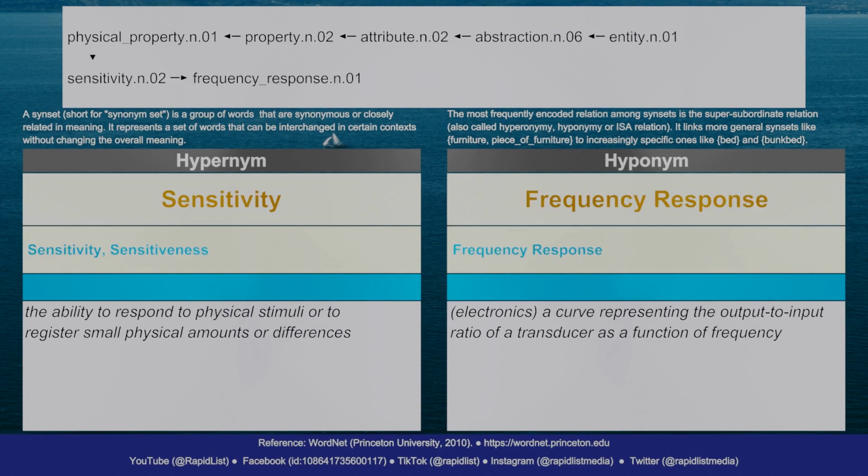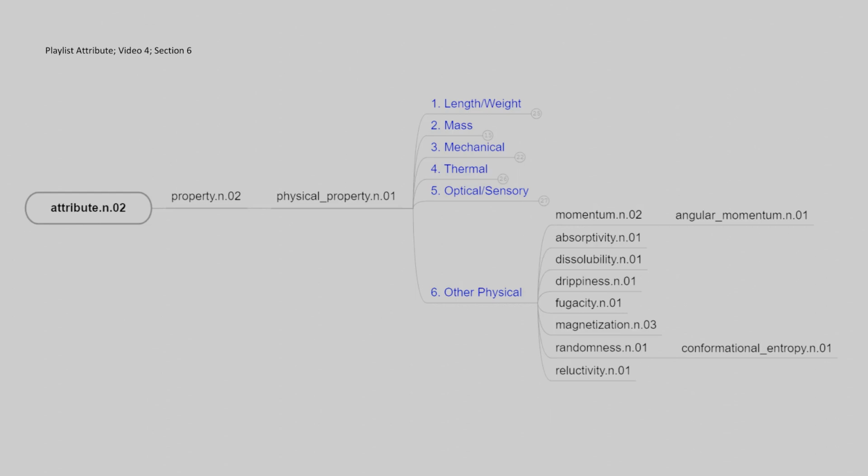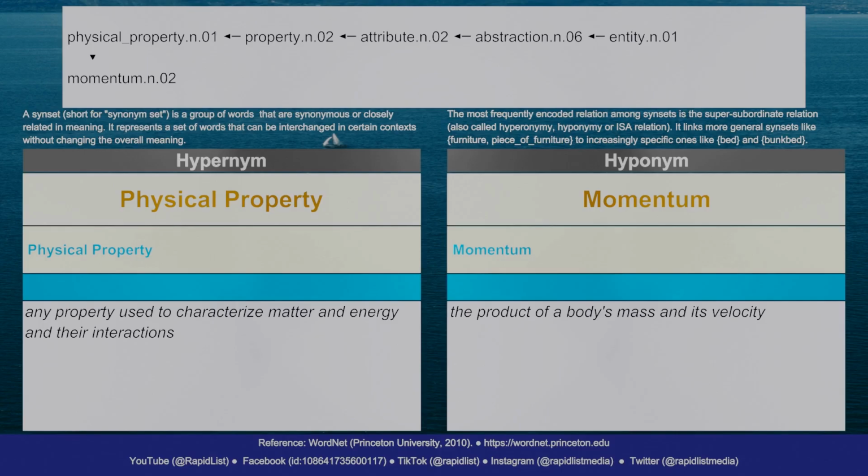Frequency response. Electronics, a curve representing the output to input ratio of a transducer as a function of frequency. Section 6. In this section we will explore some miscellaneous physical properties. Momentum. The product of a body's mass and its velocity. The momentum of the particles was deduced from meteoritic velocities.